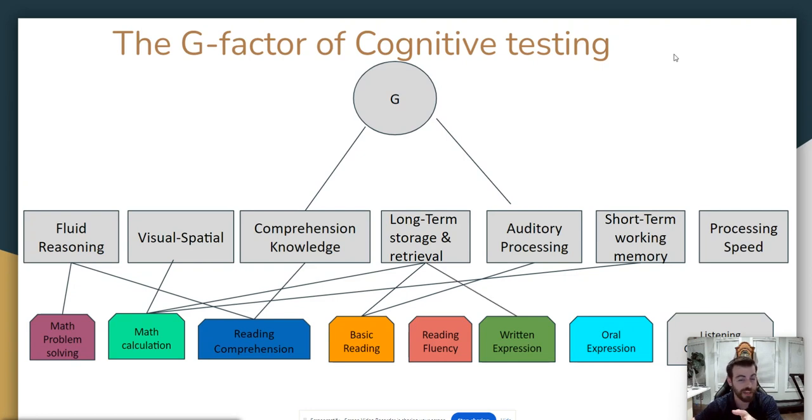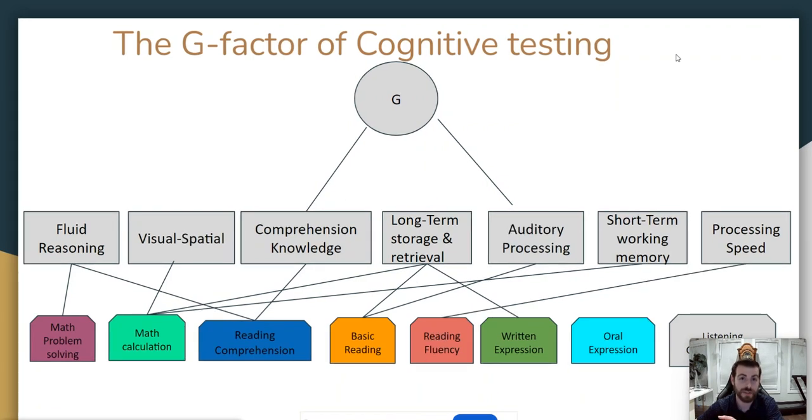Long-term storage and retrieval, again, has to do with written expression. And if you struggle taking that information of how, let's say, words are spelled, things like that, you may struggle in written expression. So processing speed has to do with things such as reading fluency. You may be taking your time reading, but that may be because you have a deficit in processing speed.